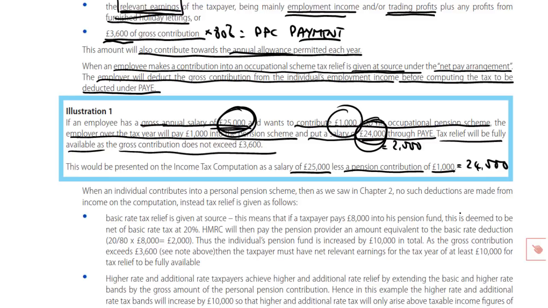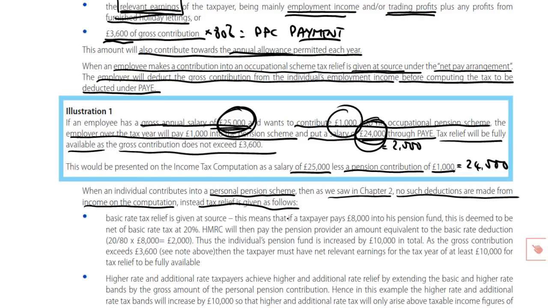So what happens when you contribute into a personal pension scheme? Now again, you could be an employee. It is just that your employer doesn't operate an occupational pension scheme. Or if you're self-employed, this is the only way you can look after yourself in terms of a pension. Then, as we saw, again, we've said this many times in Chapter 2, no such deductions are made from income on the computation. Instead, tax relief is given as follows.